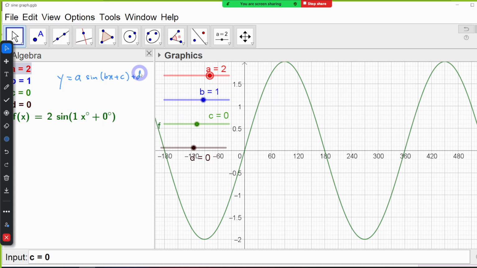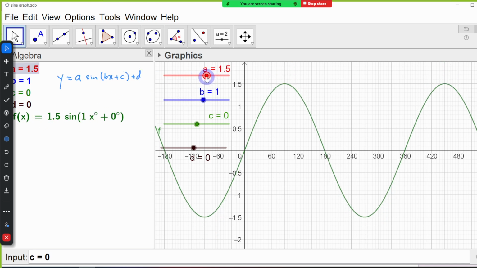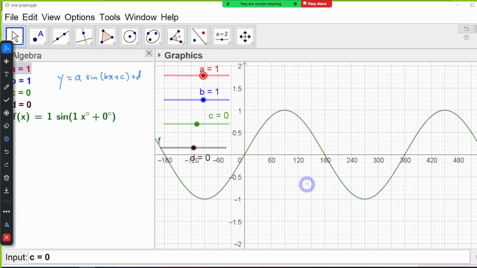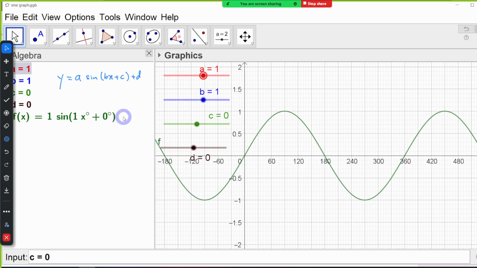At the back here, this number will cause the graph to shift vertically. Now let me change this back to 1. Okay. Now this is plus 0. So this graph is actually y equal to sine x. Now I'm going to add some number at the back here. You will notice that this graph will go up and down.